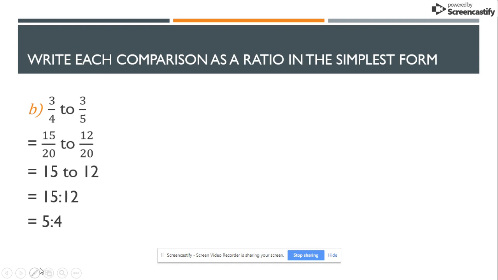So if it is a decimal, get the decimal out, change it into a ratio, bring it down to its lowest. If it's a fraction, make sure they are equivalent, change it into a ratio, get it down to its lowest. Cool. Let's do it.